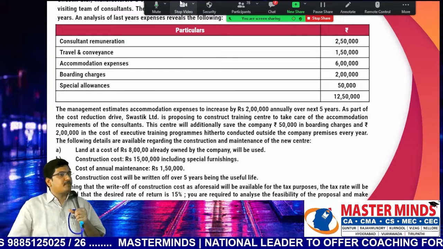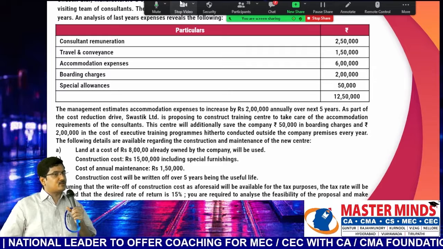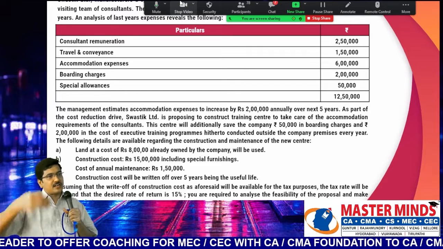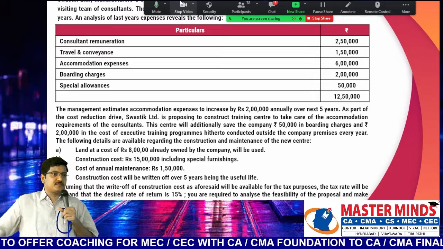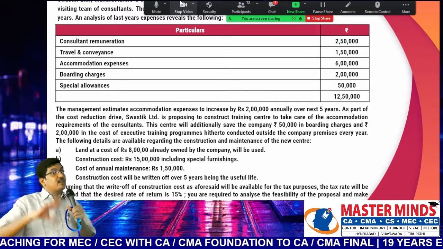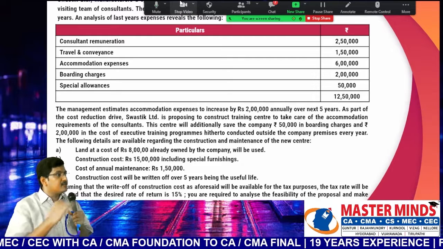Now tell me the PBDT. 100 lakhs of sales, 30 lakhs of variable cost, contribution of 70 lakhs. After that, we started deducting various expenses. The result is 53.5 lakhs. So that will be the profit if we don't start this project.